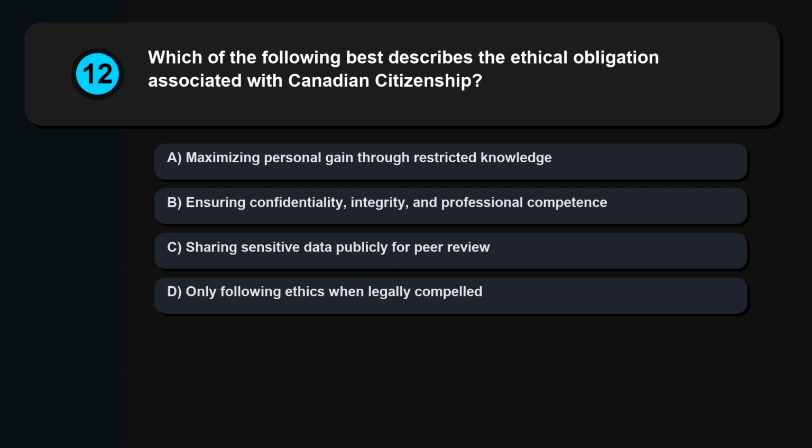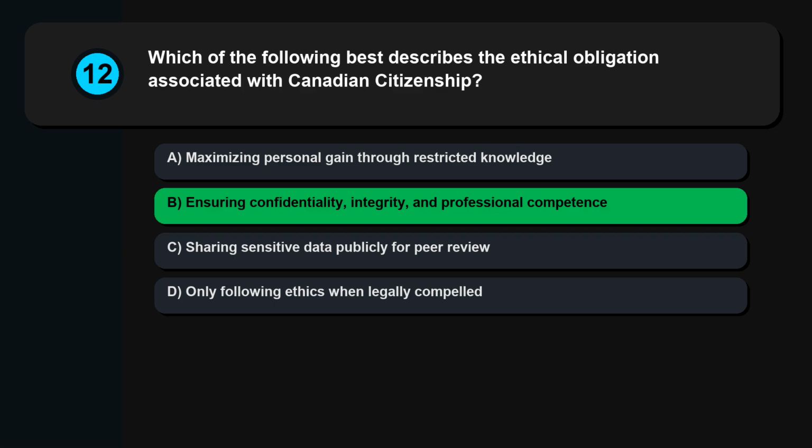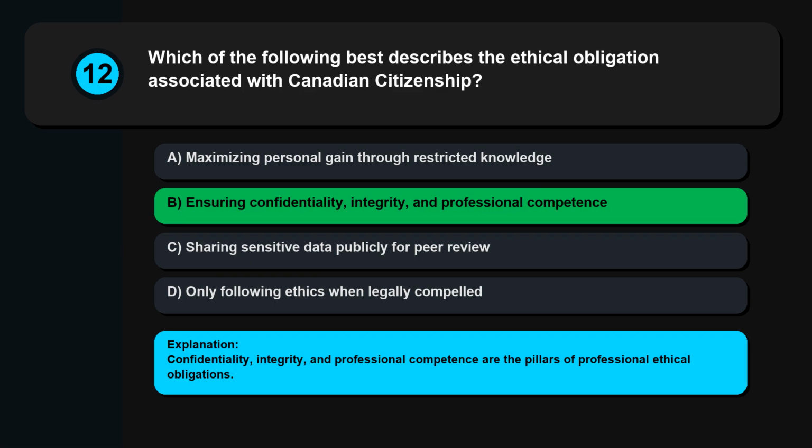Question 12. Which of the following best describes the ethical obligation associated with Canadian citizenship? Maximizing personal gain through restricted knowledge, ensuring confidentiality, integrity, and professional competence, sharing sensitive data publicly for peer review, only following ethics when legally compelled. Confidentiality, integrity, and professional competence are the pillars of professional ethical obligations.